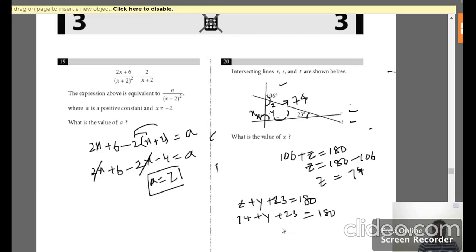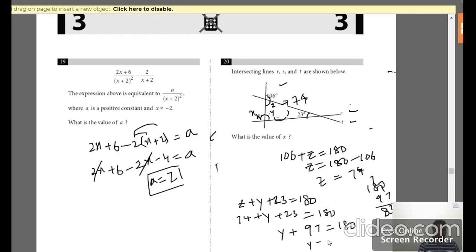So once we get that 74 plus 23, that sum should be subtracted from 180. So y plus 23 and 74 will give me 97, which must be subtracted from 180. So 180, if I subtract 97, what I'm going to get is 83.